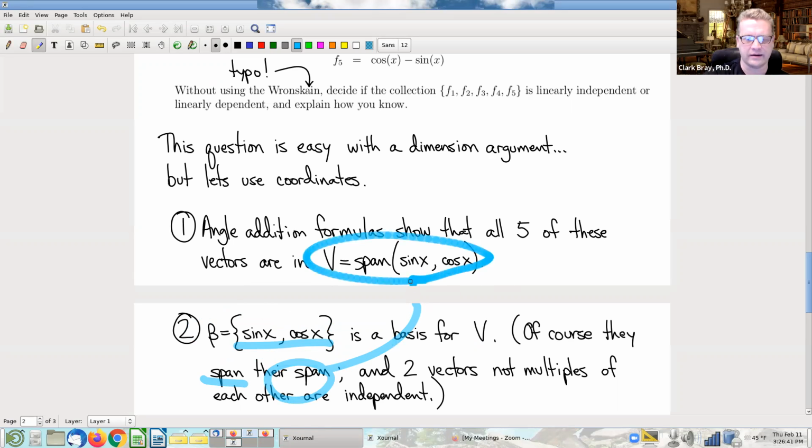their span? Well, sort of by definition, right? Of course they span their span. That's what a span is, right? I guess we're using span as a verb and then also span as a noun, but that's the usage. So this is an immediate consequence of the construction of V.